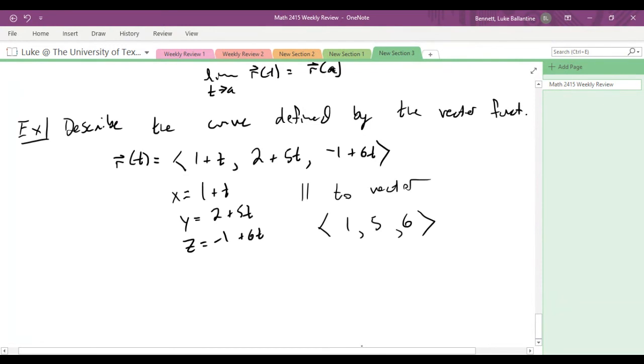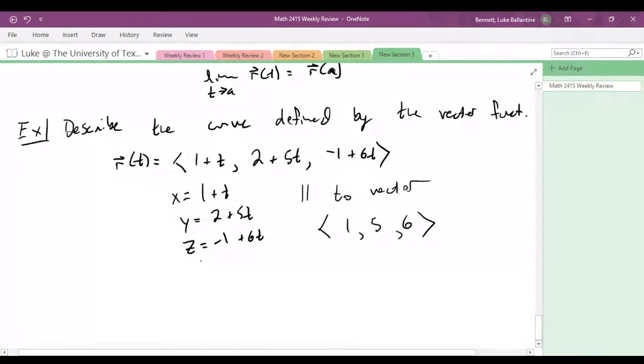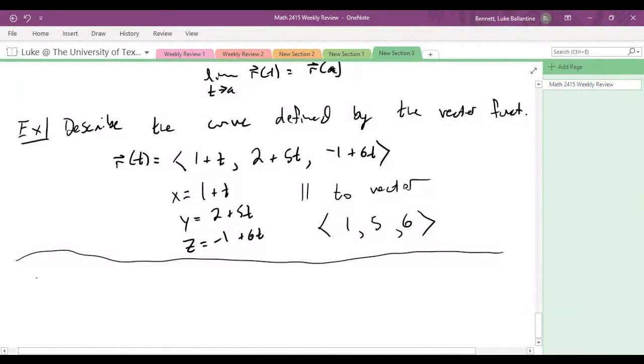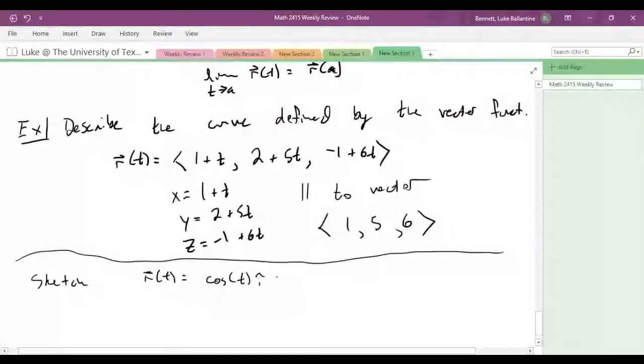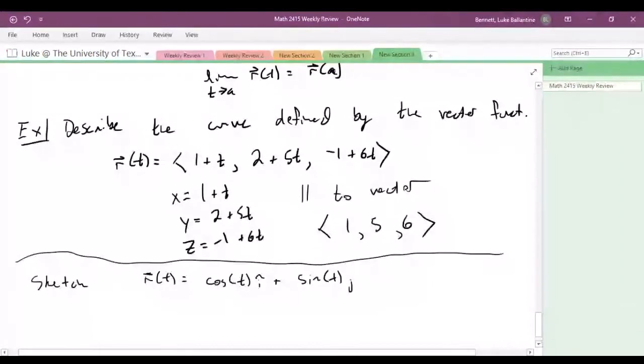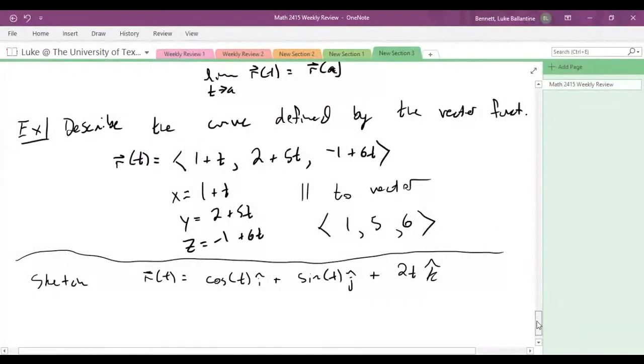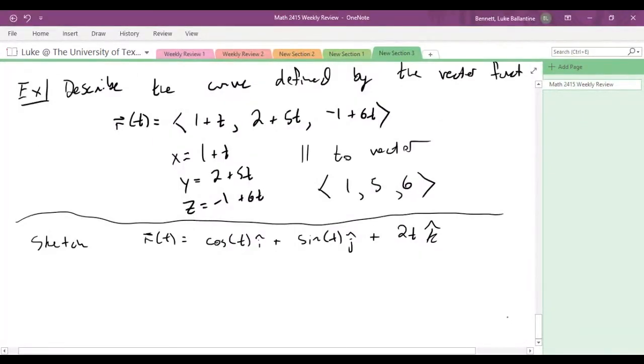Okay, now we got a cool example to look at. That was just to get our feet wet. Now let's sketch r of t equals cosine t i hat plus sine t j hat plus 2t k hat. As far as the x and y components are concerned, the i and j components, it's the unit circle. That's how you parameterize the unit circle in R2.